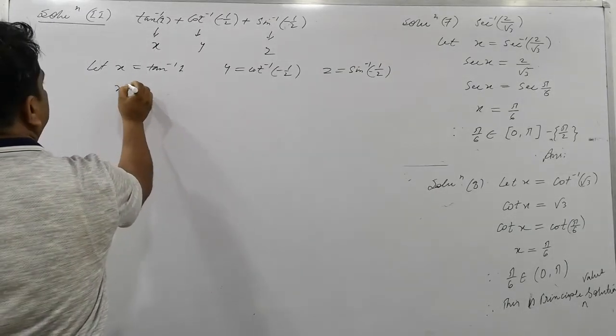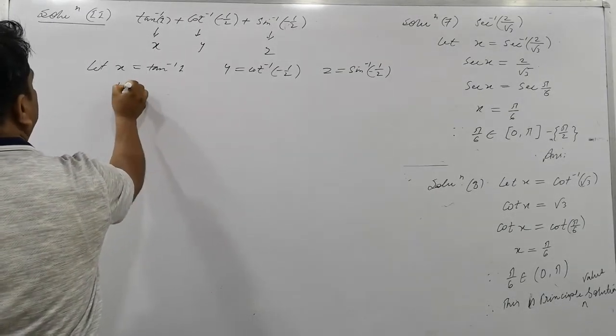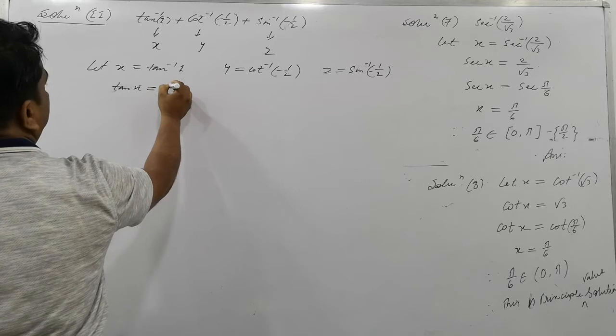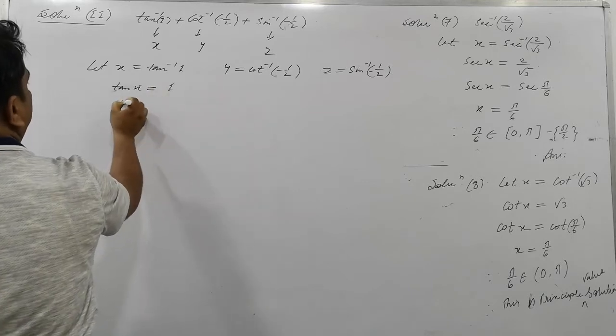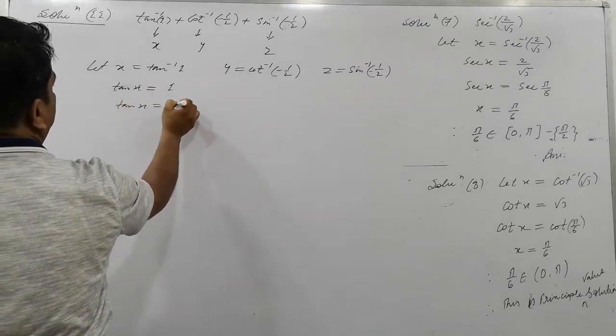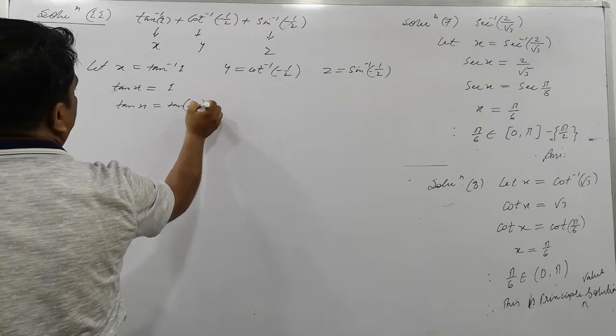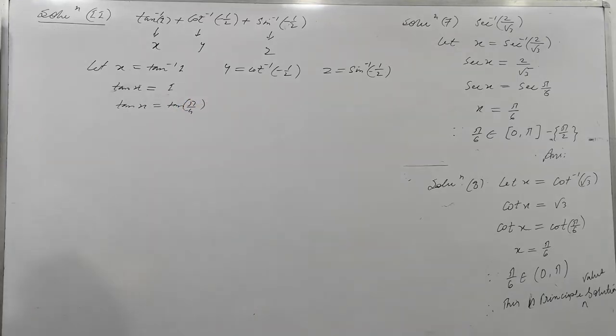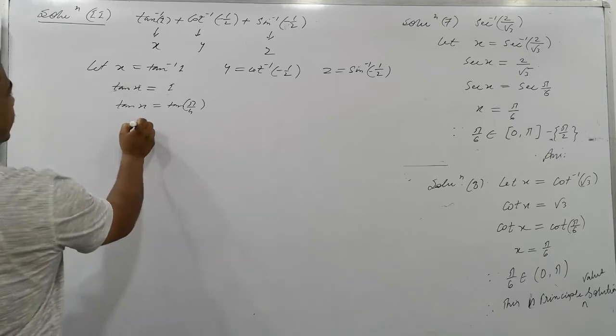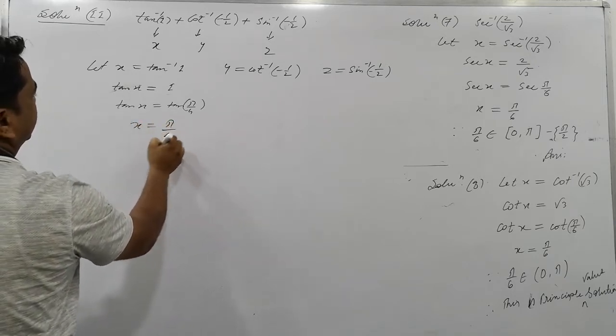So here tan x is equal to 1, tan x is equal to tan pi by 4. What is the principal range of tan? 0 to pi? No, minus pi by 2 to plus pi by 2. So pi by 4 is coming as the principal solution.